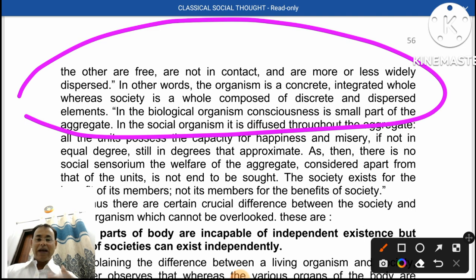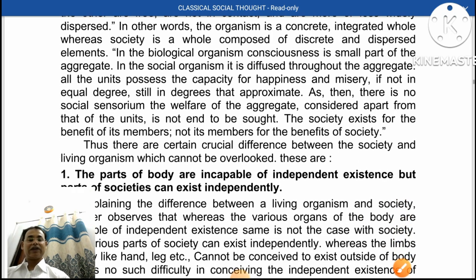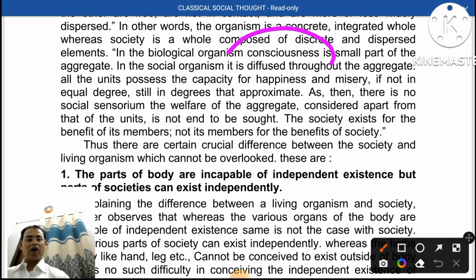We must remember that in the biological organism, consciousness is a small part of the aggregate. In the social organism, consciousness is diffused throughout the aggregate, and all the units possess the capacity for happiness and misery, if not in equal degree, still in approximately similar degree. There is no social sensorium, and the welfare of the aggregate, considered apart from that of the units, is not an end to be sought. Society exists for the benefit of its members, not its members for the benefit of society.